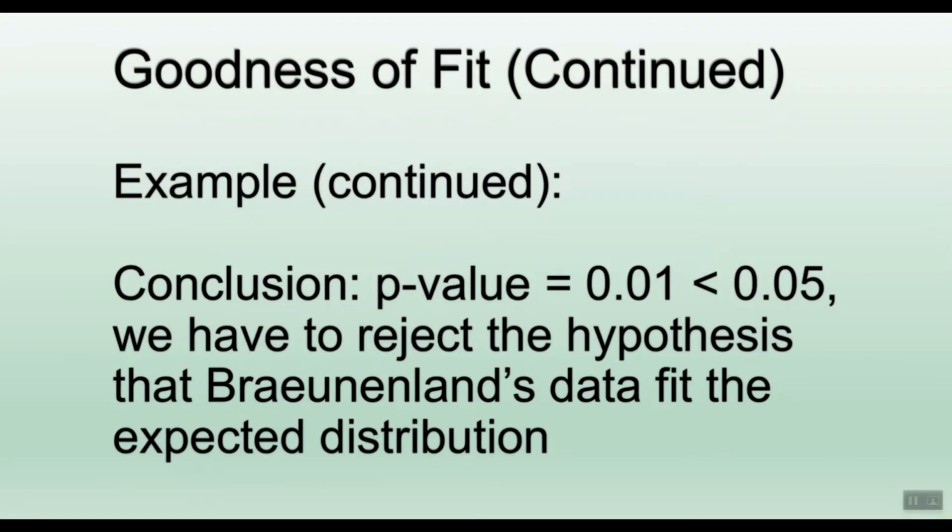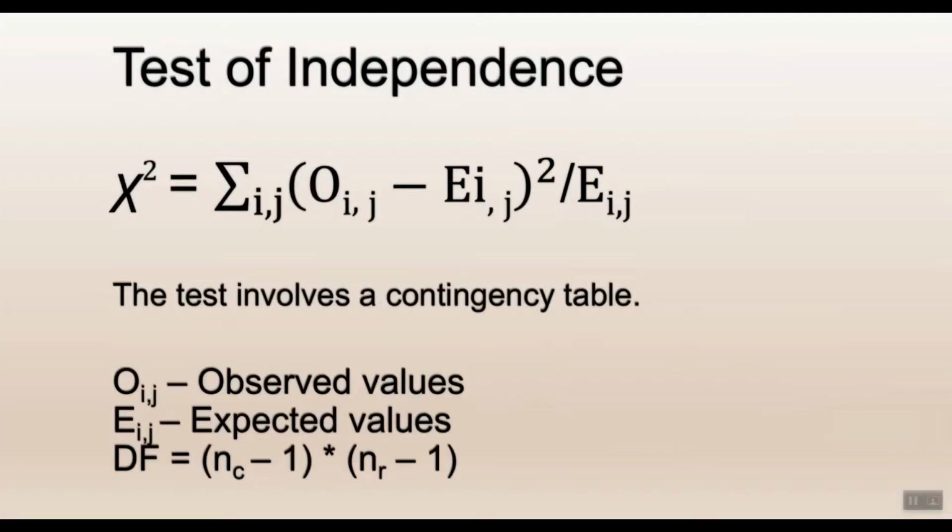Here's my conclusion. Since the p-value equals 0.01, which is less than 0.05, we have to reject the hypothesis that Brandonland's data fit the expected distribution. The next application is to test independence.